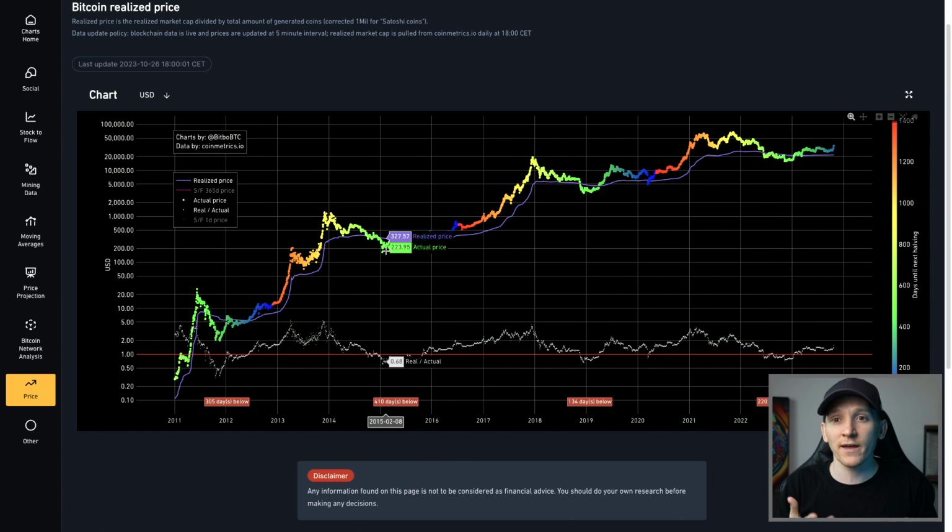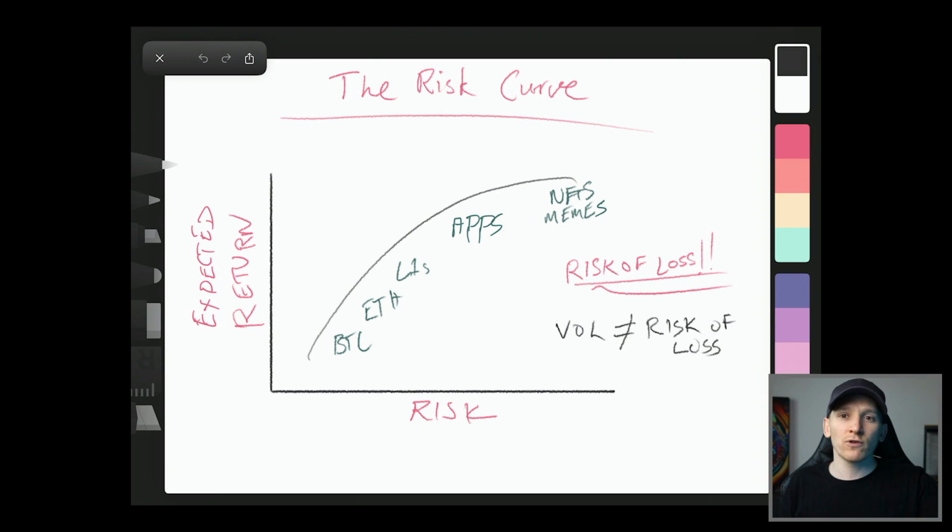So if you are looking to take risk, right, you need to do it at the bottom of price cycles. There's no point taking risk on NFTs and meme coins during the peak of bull cycles. It's just not the time to invest in those things. There is extreme difficulty here because of what this is. This is the risk curve, right?